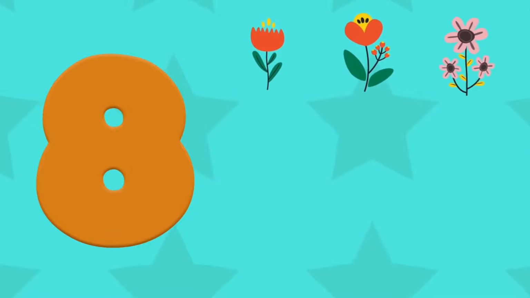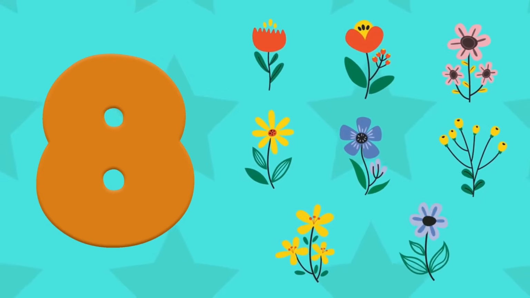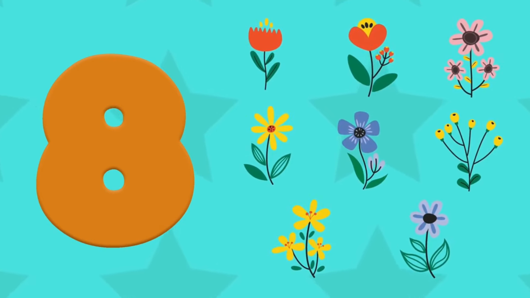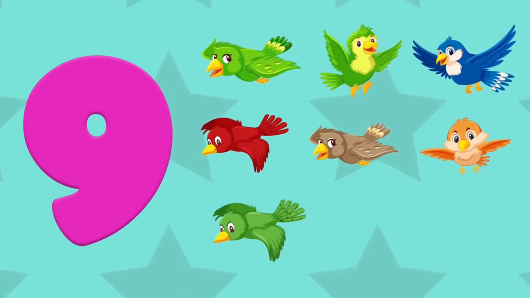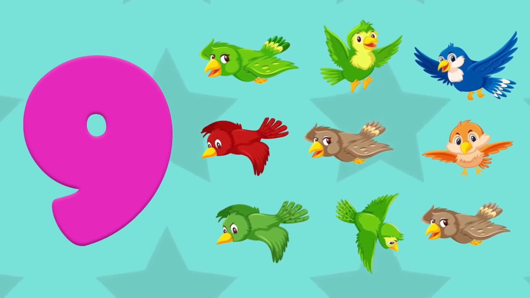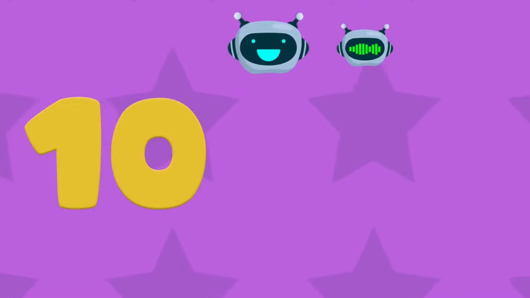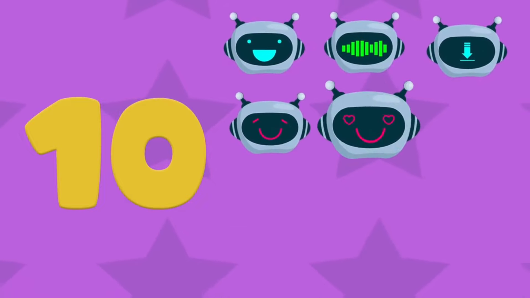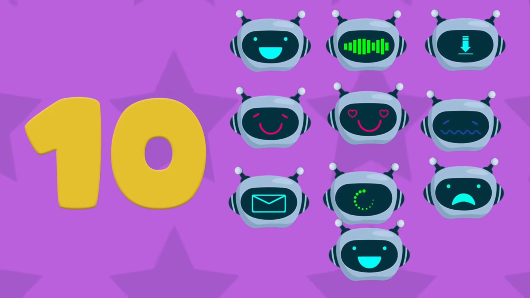And here we have number 8. 1, 2, 3, 4, 5, 6, 7, 8. There are 8 flowers. This is number 9. 1, 2, 3, 4, 5, 6, 7, 8, and 9. There are 9 birds. This is number 10. 1, 2, 3, 4, 5, 6, 7, 8, 9, 10. 10 robots.